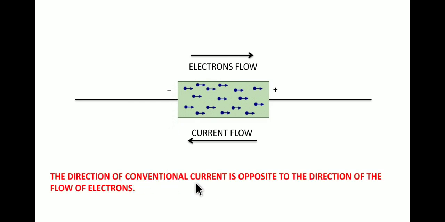the direction of conventional current is opposite to the direction of the flow of electrons. Always remember that by convention we agree, all the way throughout, that the current is taken as flowing in the opposite direction compared to the direction of the electron flow. All right, but actually it's the electron flow by which the charges flow or the current flows.